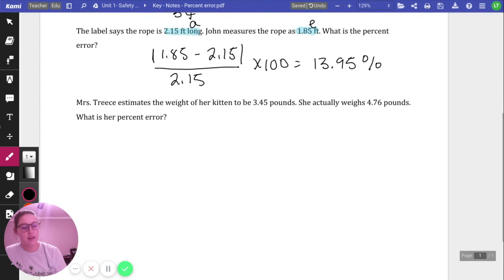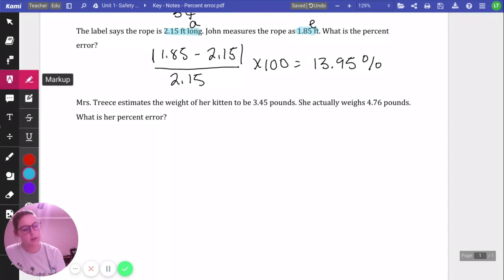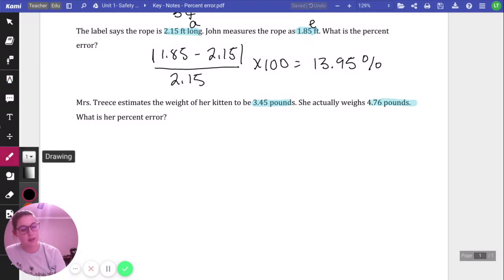And finally, last but not least, Mrs. Treese estimates the weight of her kitten to be 3.45 pounds. She actually weighs 4.76 pounds. What is her percent error? So this was my estimation, 3.45, so that's our experimental. It's how much she actually weighs, 4.76, so that is our accepted value. And we want to know my percent error.